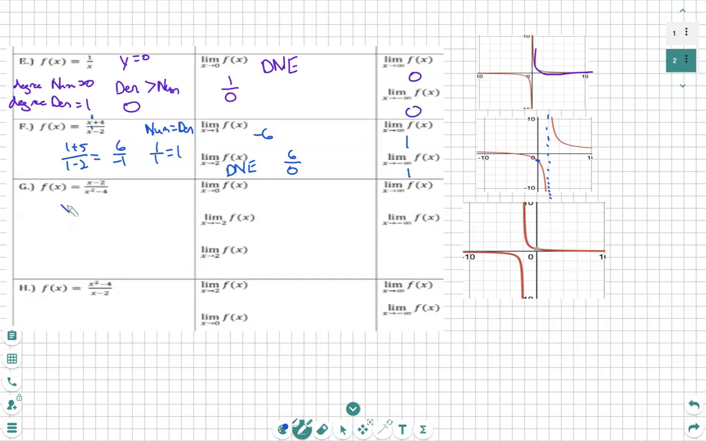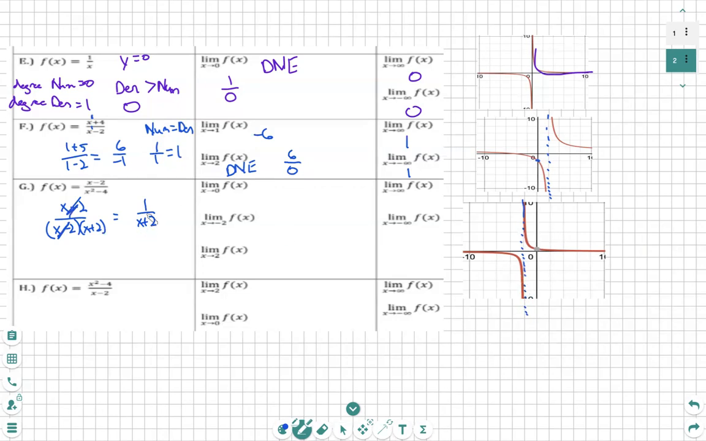Let us continue. We have to factor the denominator. We get x minus 2 times x plus 2. We cancel out the numerator and the denominator. We have 1 over x plus 2. Now, we graph this and we see that we have an asymptote at x equals negative 2. Everything else is going to be fine.